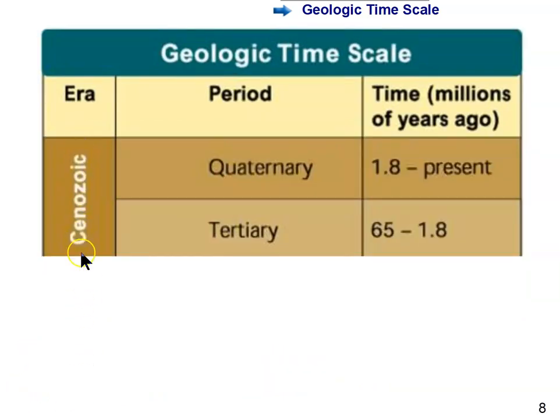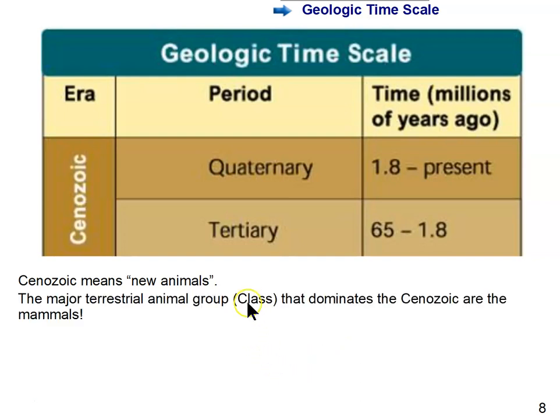Finally, we have the Cenozoic era. So the Phanerozoic eon is divided into 3 parts, Cenozoic being the last era. Cenozoic means new animal. And the new animals that basically took over after the dinosaurs were removed are the mammals. So just like reptiles are class Reptilia, mammals are class Mammalia. And that brings us to the present.